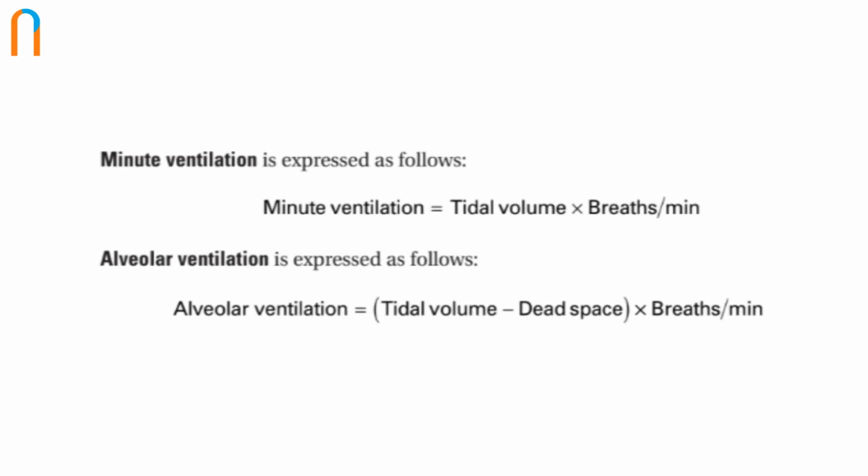Sample problem. A person with a tidal volume of 0.5 liter is breathing at the rate of 15 breaths per minute. The partial pressure of CO2 of his arterial blood is 40 mm Hg, and the partial pressure of CO2 of his expired air is 36 mm Hg. What is his rate of alveolar ventilation?